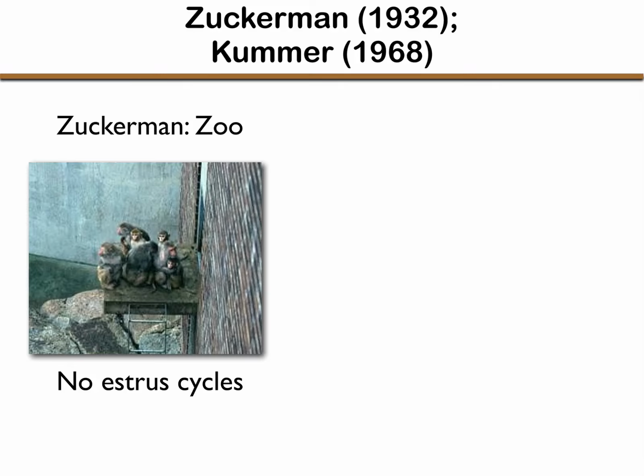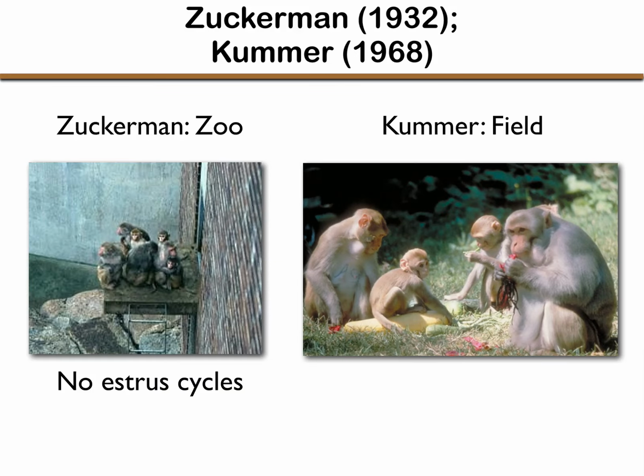So along comes Coomer many decades later in 1968 and decides to observe them in the field, focusing especially on reproductive behavior. And it was just the opposite. Sure enough, the field populations of rhesus monkeys, and they're native to India, that's where he was observing them, do have irregular estrus cycles, like just about every other primate. So, again, a very strong effect of context.